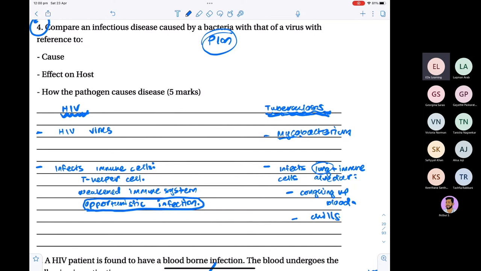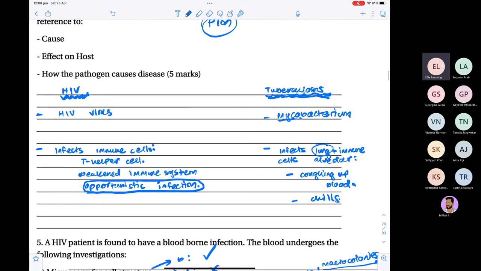Okay? Good. So basically the symptoms can be anything. You can get any symptom based on the kind of infection you get in HIV. Alright? Good. How do they cause disease? So how does a bacteria like tuberculosis cause disease? These are kind of vague points. How do bacteria cause disease, everyone?